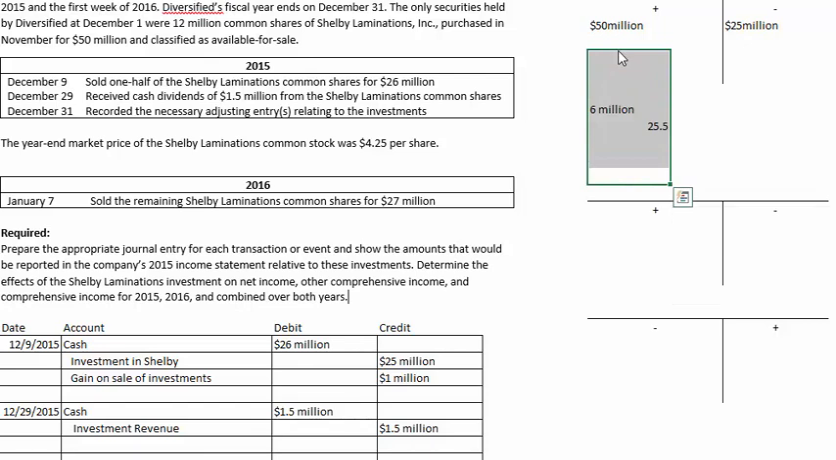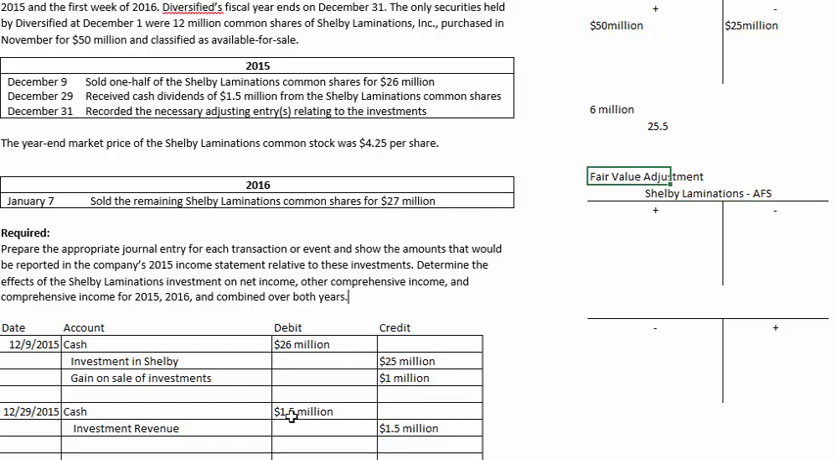We preserve the historical cost in this account. We create a special account called the Fair Value Adjustment Account. And I'll create that account for the Shelby Laminations stock. You could do it maybe just for an entire portfolio for available for sale securities.